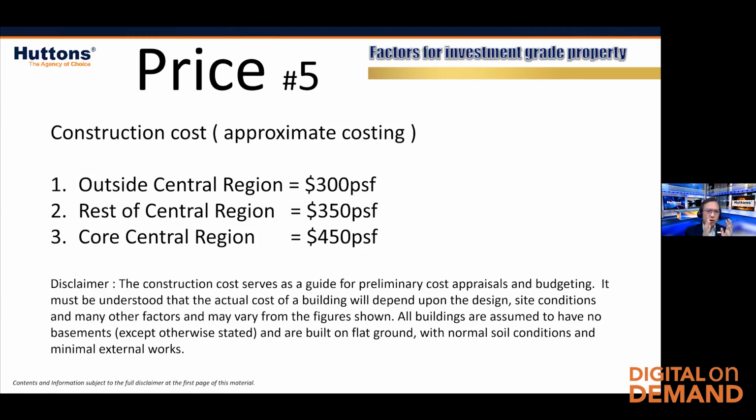So if you look at the construction cost, outside the central region, it is $300 per square foot. The rest of the central region is $350 per square foot in terms of construction cost. Core central region, $450. These are indicative construction costs that I gathered from the DCA, adding in inflation and a little adjustment, and I think this is really indicative of construction costs.